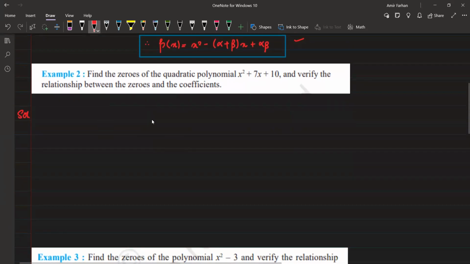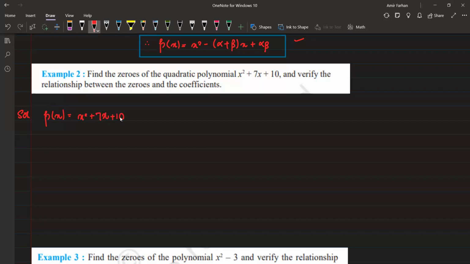Next thing is that this is the question that we are going to discuss first. We have to find the zeros of this quadratic polynomial and verify the relationship between zeros and the coefficients. Let's do this question step by step. First find out the zeros of the polynomial, then we will verify it further. So let's write it down. p of x is x square plus 7x plus 10.